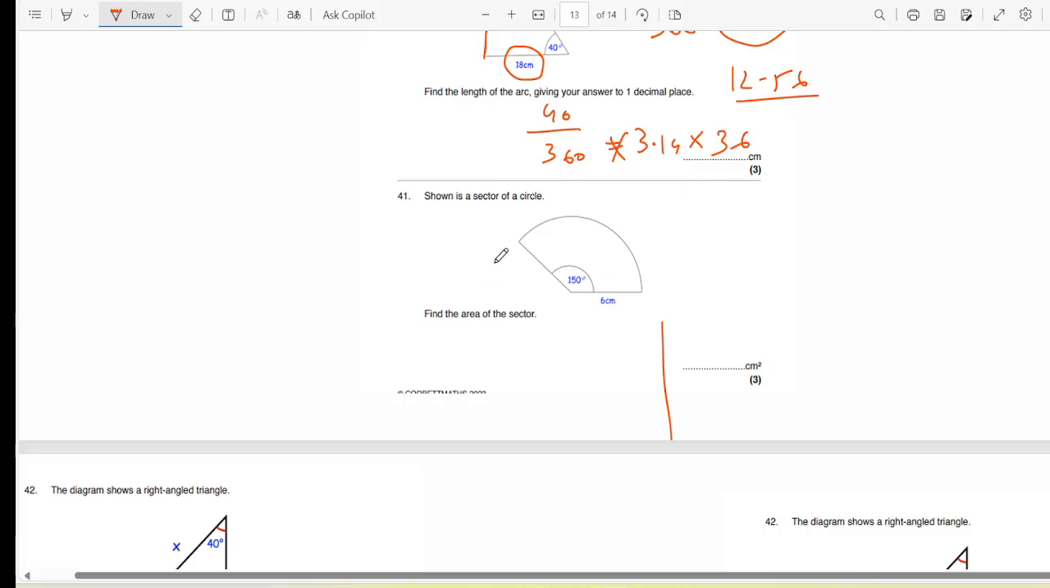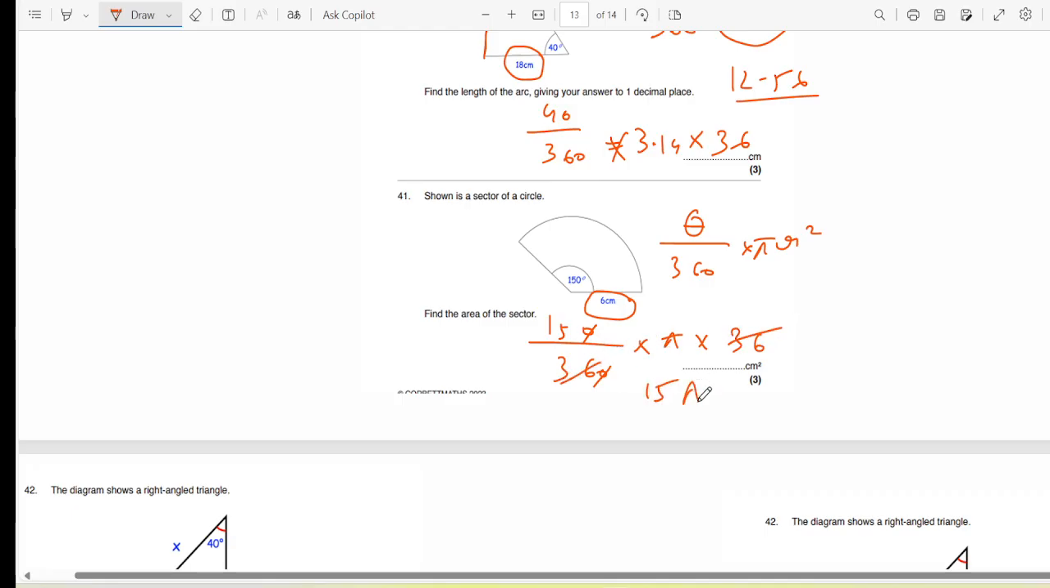There is a sector, and we have to find the area of this sector. So the formula to find the area of a sector is the angle over the complete angle times the area of the circle, pi r squared. So the angle is 150, we divide it by 360 times pi r squared, the radius is 6, so 6 squared is 36, right? If I solve it, this 36 cancels out, and I'll get 15 pi. This is the area of this sector.